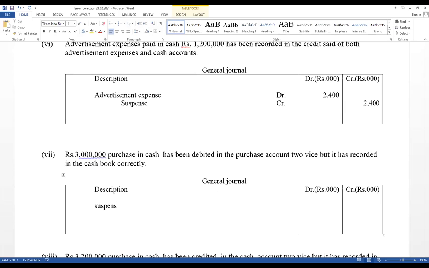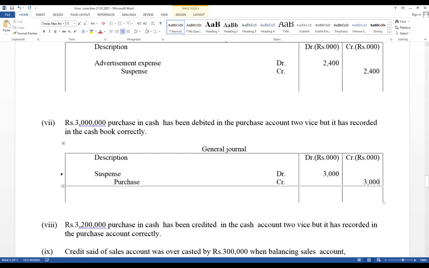Therefore, suspense account debit value equal 3,000 and purchase account credit value equal 3,000. Duplication error recorded twice in the purchase account. Purchase account is a ledger account. Therefore, it affects the suspense account. Cash account was recorded correctly. Cash account credit, purchase account should be debit, but it was debited in the purchase account twice. Therefore, purchase account credit, suspense account debit. Next one, 8.